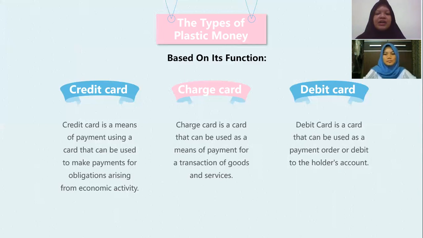The following are the characteristics of the debit card, such as first, the card is directly linked to the cardholder's bank account. Second, the transaction is debited immediately from the bank account. Third, no credit or installment facility.